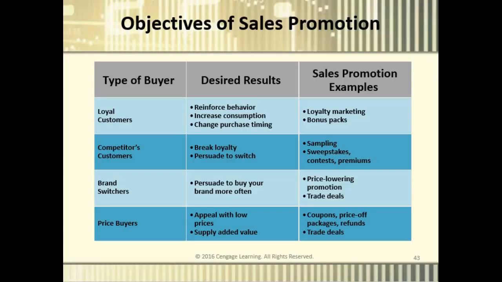Okay, and there are 4 types of buyers that you have to consider when you're doing your sales promotion objectives: your loyal customers, the competitors' customers, people who switch from brand to brand, and people who buy based upon price. And there are some examples here of how you can use sales promotions, and which sales promotions you can use, in order to reach those types of customers.